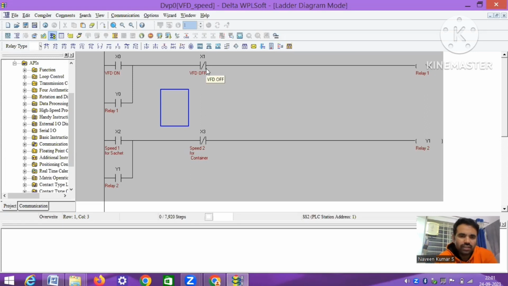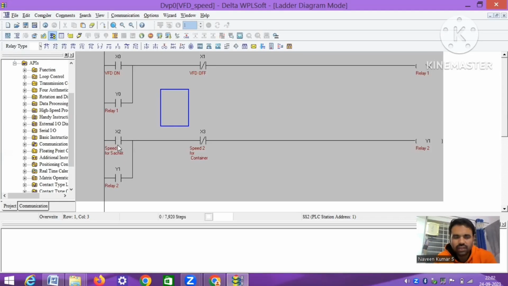And whenever I press the X1 switch, it will turn off relay 1, which in turn stops the 24 volts control signal to multipurpose input 1, which in turn turns off the motor connected to the VFD. Whenever I turn on the VFD using X0, the speed can be controlled using X2 or X3. Whenever I operate X2, the relay is on and the device will be operated at 50 hertz speed.